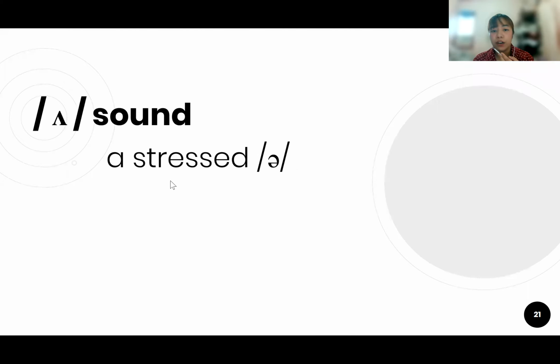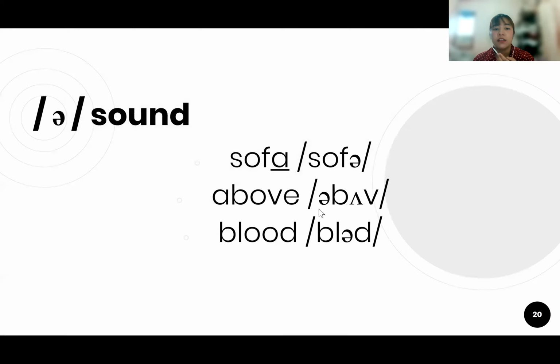is used for the stressed sound. When it falls on a stressed syllable and the word has that sound, you make use of your inverted V. So, going back to the schwa, for example, we have another word.